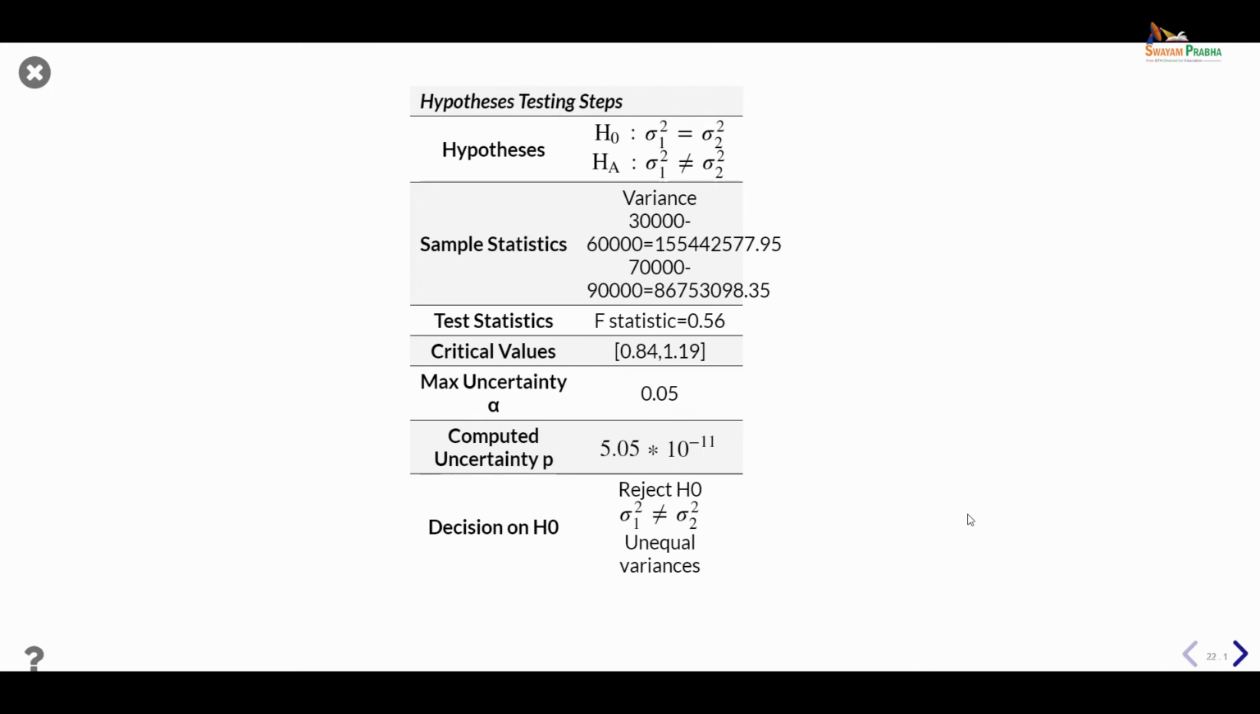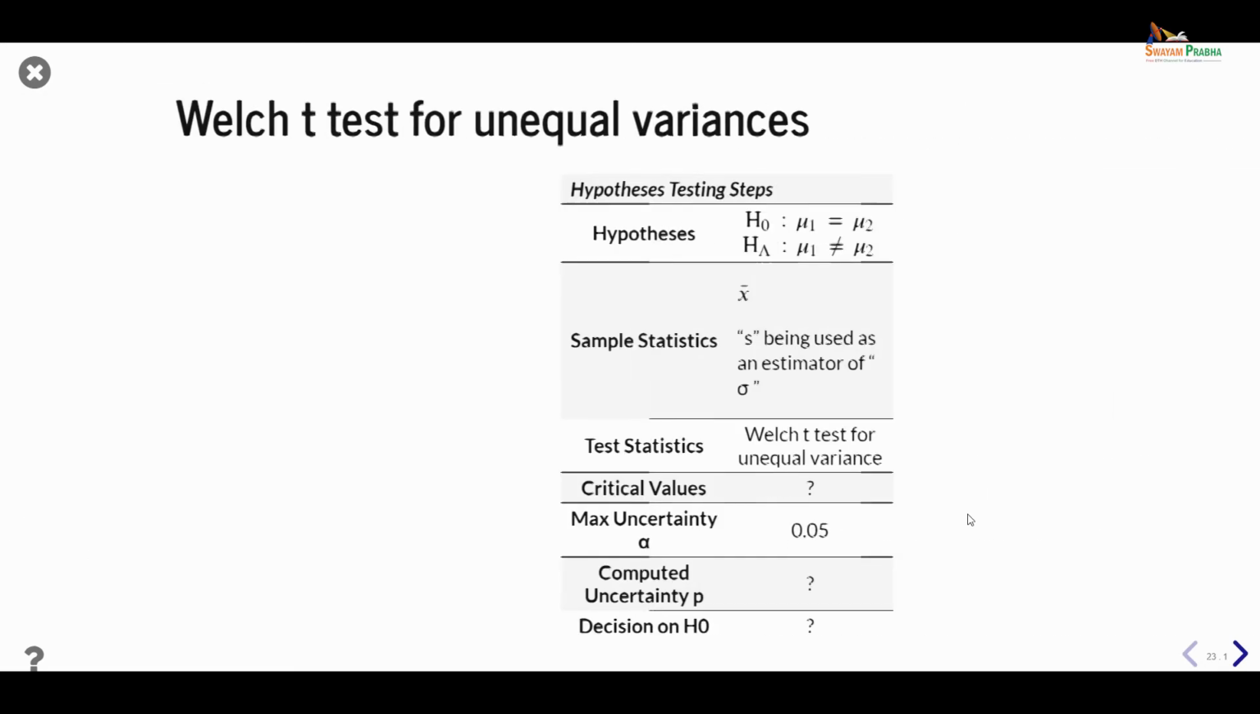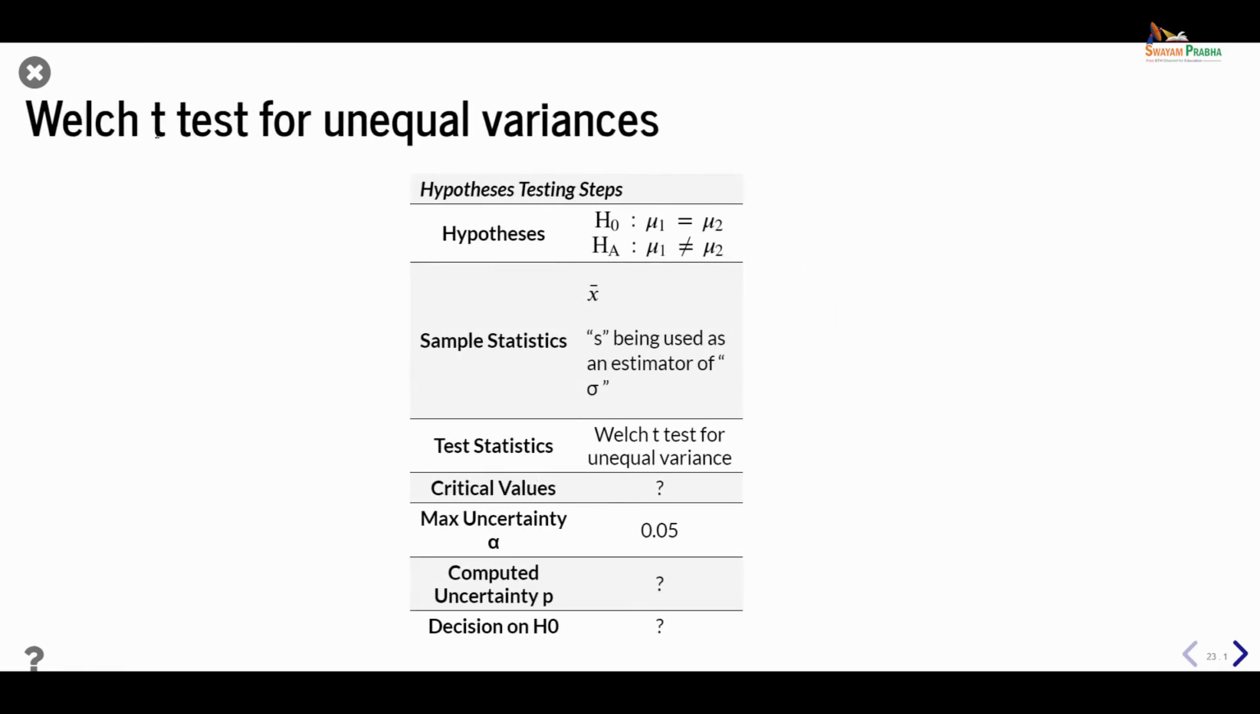So let's use this information to conduct our two-sample test for mean. For the unequal variances, we are going to use the Welch t-test for two samples. In the two-sample test, we are going to compare mu1 and mu2, which is the mean across both the groups. Now again, I'm going to use the sample mean and the sample standard deviation. So the test statistic is basically the Welch t-test statistic for unequal variance, and we also need to compute the critical value and the uncertainty.